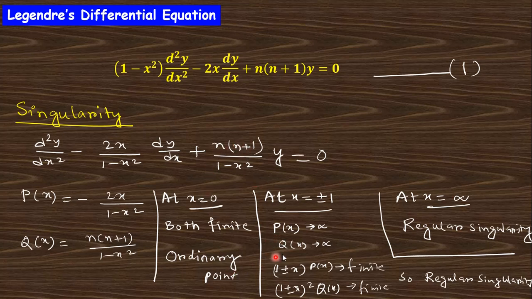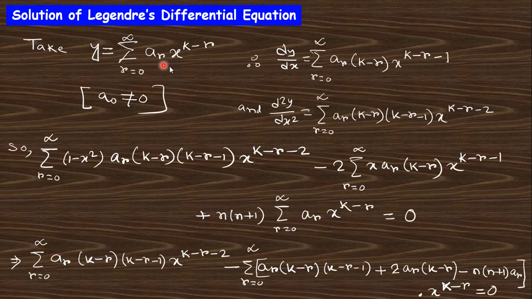So you can see these are regular singularities, and you know that a second order differential equation can be solved by series solution, that is the Frobenius method, only when the point is an ordinary point or a regular singular point. So you can solve this equation by series solution. Take this series as y equal to sum of a_r x to the power k minus r. This is the notation to get the Legendre function. That's why we take this type of formation.